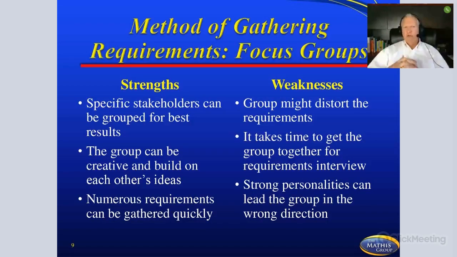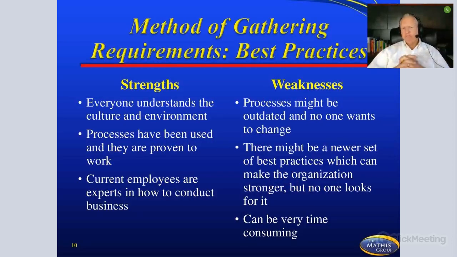The weakness, though, is that the group might distort the requirements because of personal bias. It takes time to get the group together, and it's taking them away from other projects, or it's taking them away from their daily duties. And then the biggest thing, and once again, not critical, but just watch for this. Strong personalities can lead the group in the wrong direction. They can be extremely negative or extremely positive about certain types of requirements, and that can actually skew the requirements of what you're needing or where you're really wanting to go.